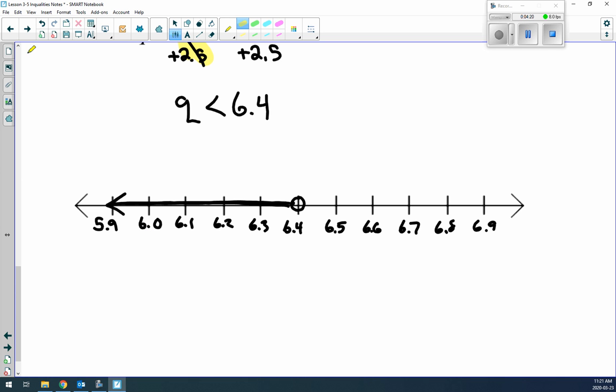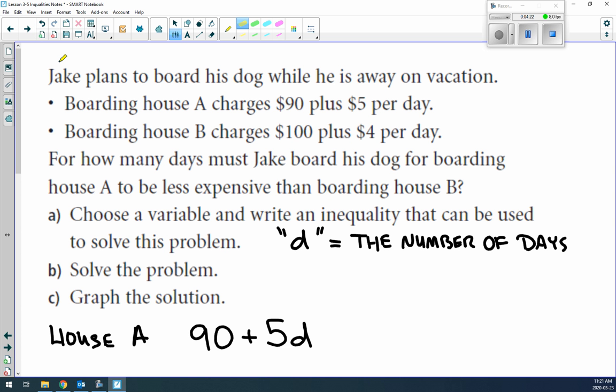Okay, flip the next page, and let's look at a word problem. So Jake is going to board his dog while he's away on vacation. So there's 2 boarding places for the dog. Boarding house A charges $90 plus $5 per day. Right? $90 is just the set fee. If they have 1 day or 20 days, 100 days, whatever it is, they have to pay the $90 and then so much per day.